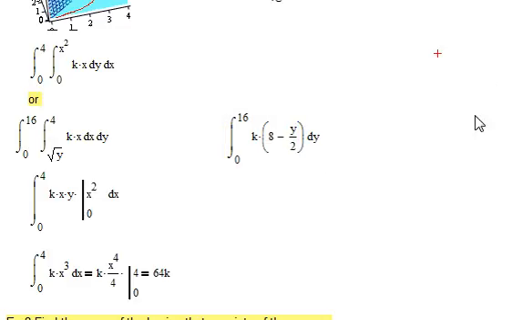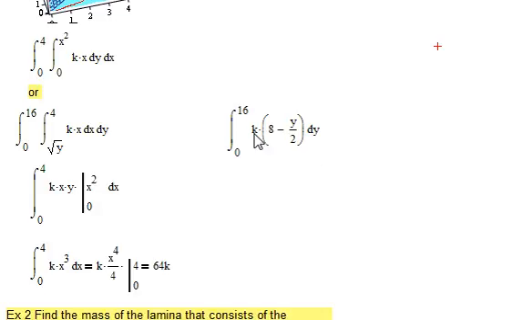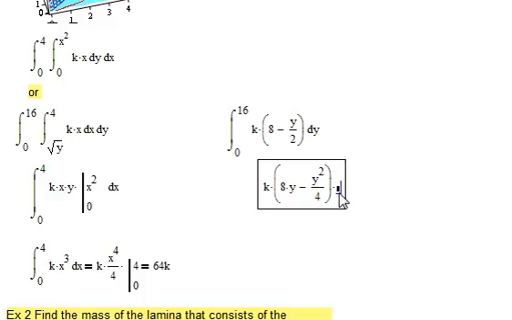And then we want to integrate this with respect to y. So this is going to give us k times, in parentheses, 8y minus y squared over 4. Then I can end my parentheses, and then I want to evaluate that between 0 and 16.